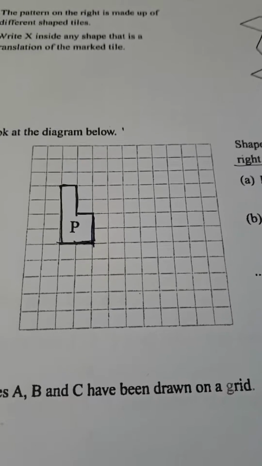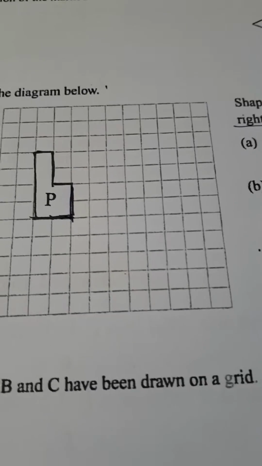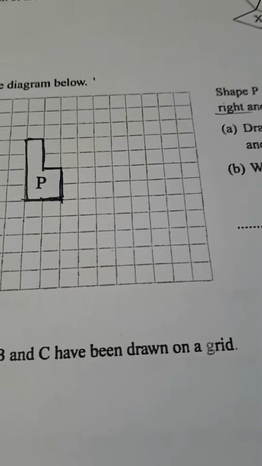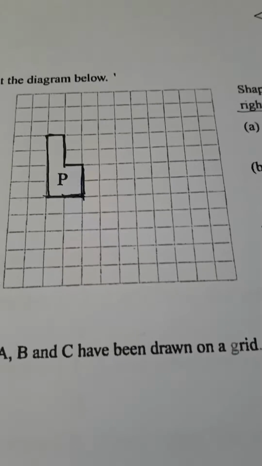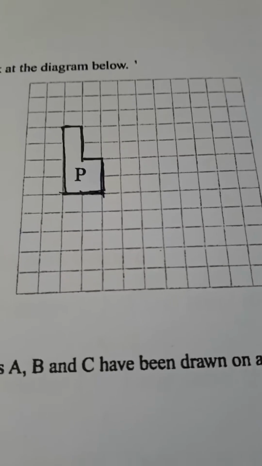Hello, this is another video on translation. Now instead of a triangle, I have this L shape here labeled P, and we want to translate this shape 3 units to the right and 2 units down. Okay, so 3 units to the right, 2 units down.